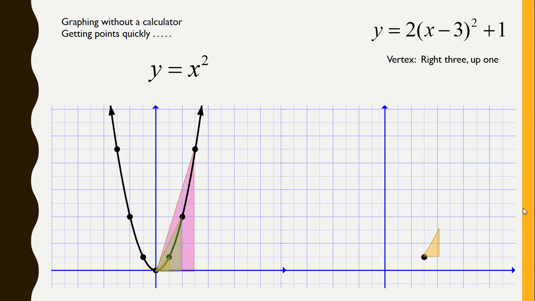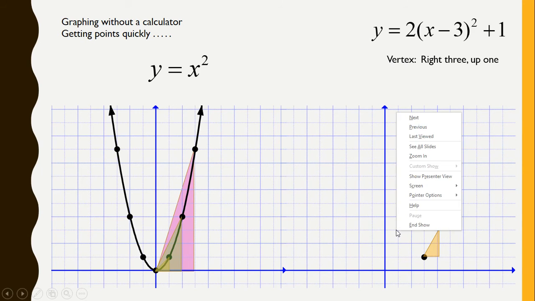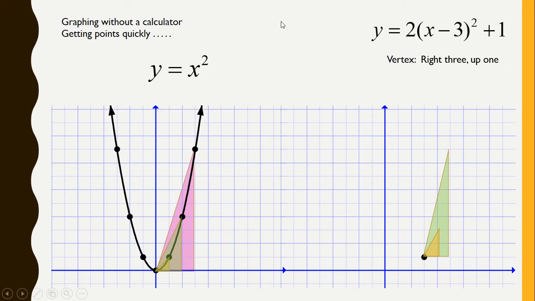Okay. You're going to go to the right 2 and up 2 squared, which is 4. But now you're going to double it because it is vertically stretched. So you're going to the right 2 and up 4 times 2, which is 8. It's not letting me move my PowerPoint. All right. And then finally, I'm going to go to the right 3 and up 9, except I'm going to double that. So it's actually going to be to the right 3 and up 18. I think that's going to be off my grid.